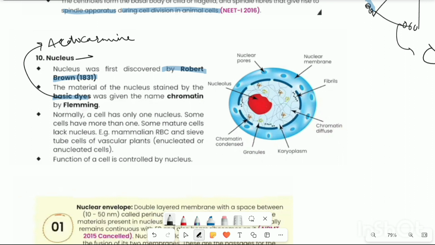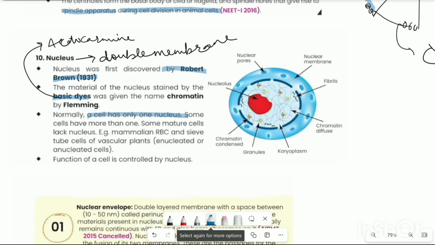And this nucleus is a double membrane bound structure. Normally, a cell has only one nucleus, and some cells have more than one. Mature RBCs and sieve tube cells lack a nucleus. And all the functions of the cell are controlled by the nucleus. You can see the diagram here: nuclear membrane, nuclear pore. This nuclear pore is for the exchange or supply of protein and carbohydrates.